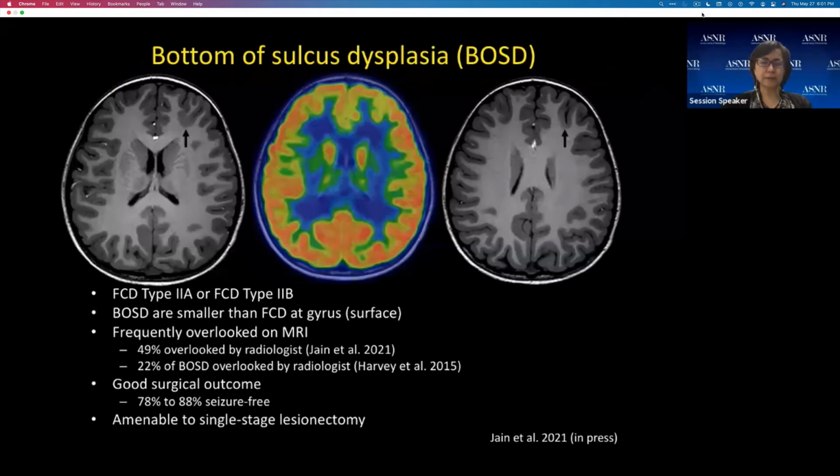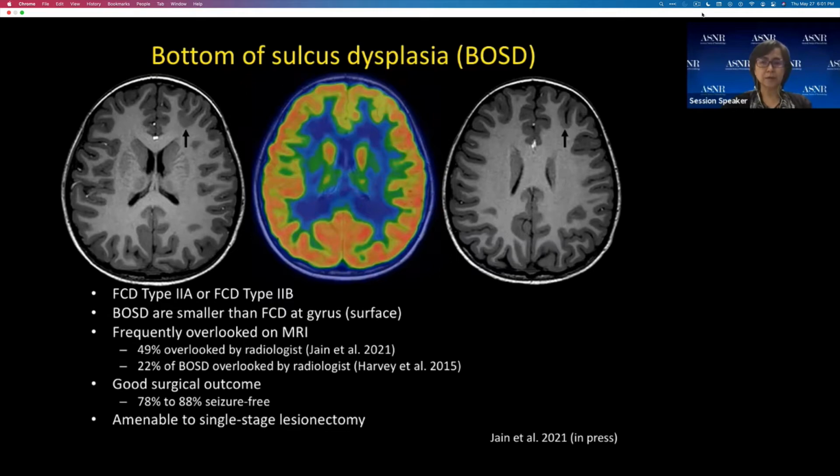There is a subtype of focal cortical dysplasia known as bottom of sulcus dysplasia or BOSD. This could either be FCD type 2A or FCD type 2B. Bottom of sulcus dysplasias are generally smaller compared to focal cortical dysplasia that involves the gyrus or the surface of the brain. Because they're small, they're frequently overlooked on MRI. In fact, in our series, almost 50% of the cases were overlooked by the reporting neuroradiologists.